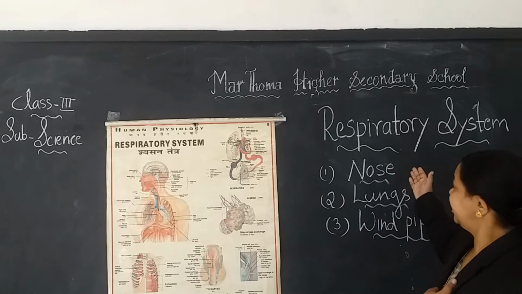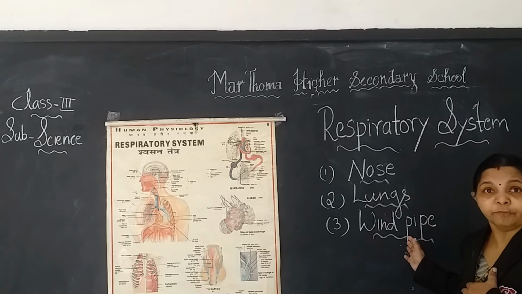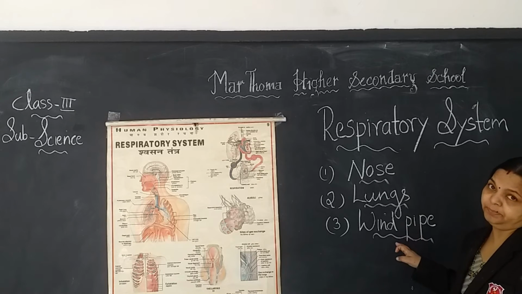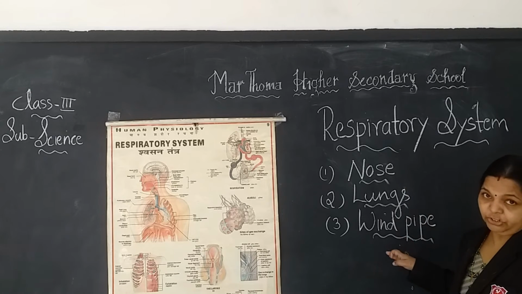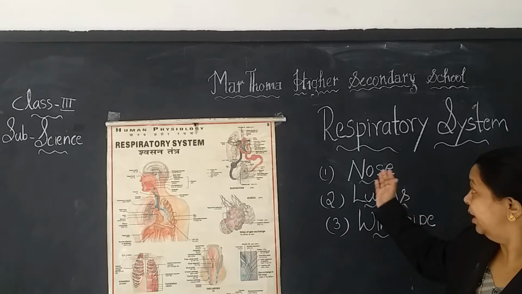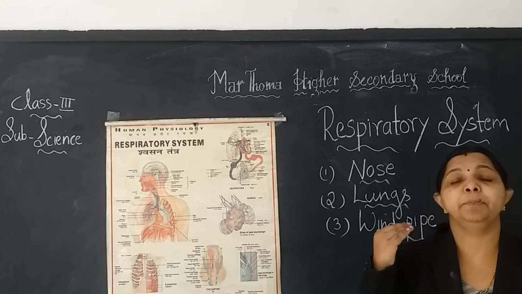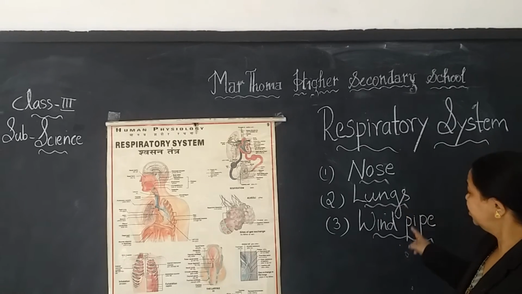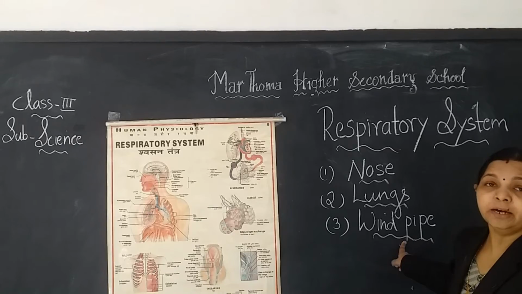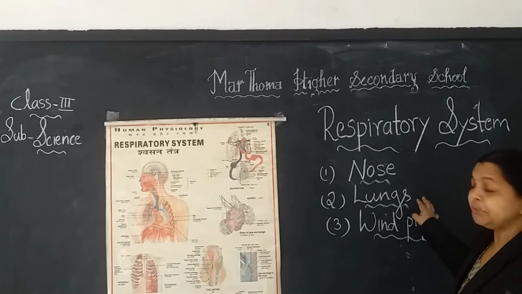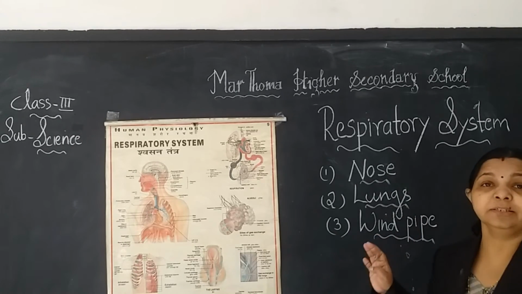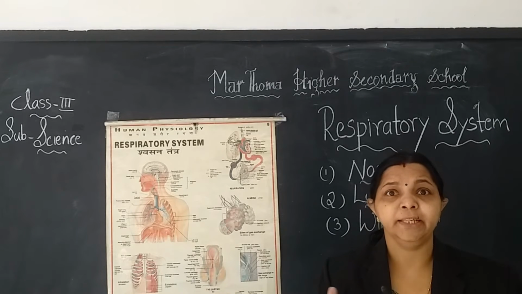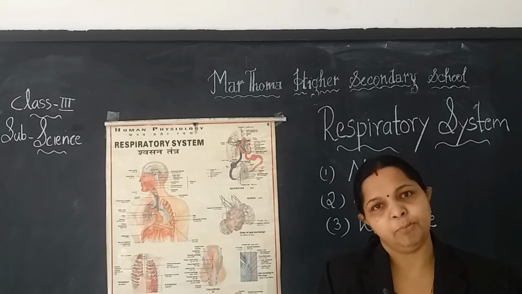So these are the three main important organs of the respiratory system: the nose, lungs and windpipe. One by one we will see. Already I told about the nose. With the help of the nose we are taking air rich in oxygen, and through the windpipe this air will enter into the lungs. Lungs are the most important organ of the respiratory system, and there are two lungs in our body.